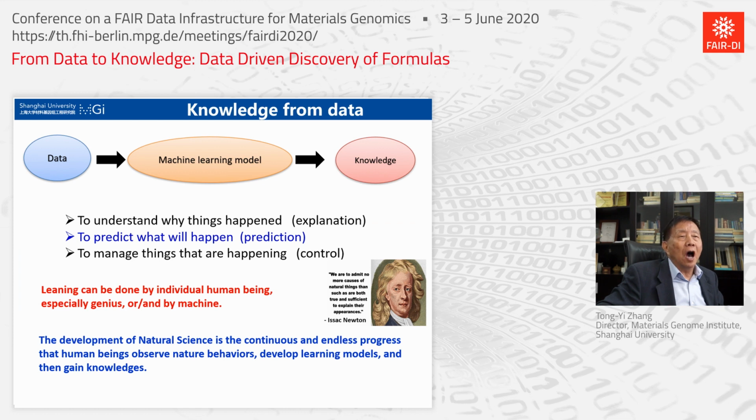Now we talk about how to gain knowledge from data. The data is really an input. Then through a machine learning model we gain knowledge. Once we gain the knowledge, we can explain what happened. Once we gain the knowledge, we can predict what will happen. Once we gain the knowledge, we can manage things that are happening.